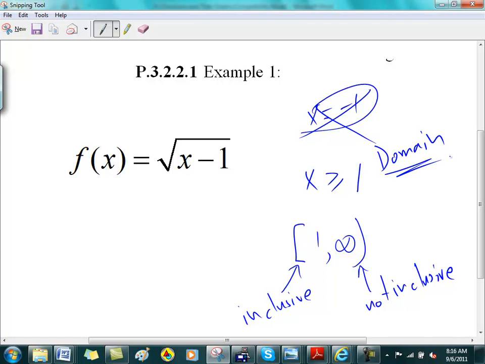Can someone tell me the range? Someone tell me the range. Hang on, Connor, let's get some other people in here. So, give me range. Kevin? Range will be negative infinity. You know, one way of looking at range is looking at it graphically. To me, that's the easiest way of doing it.